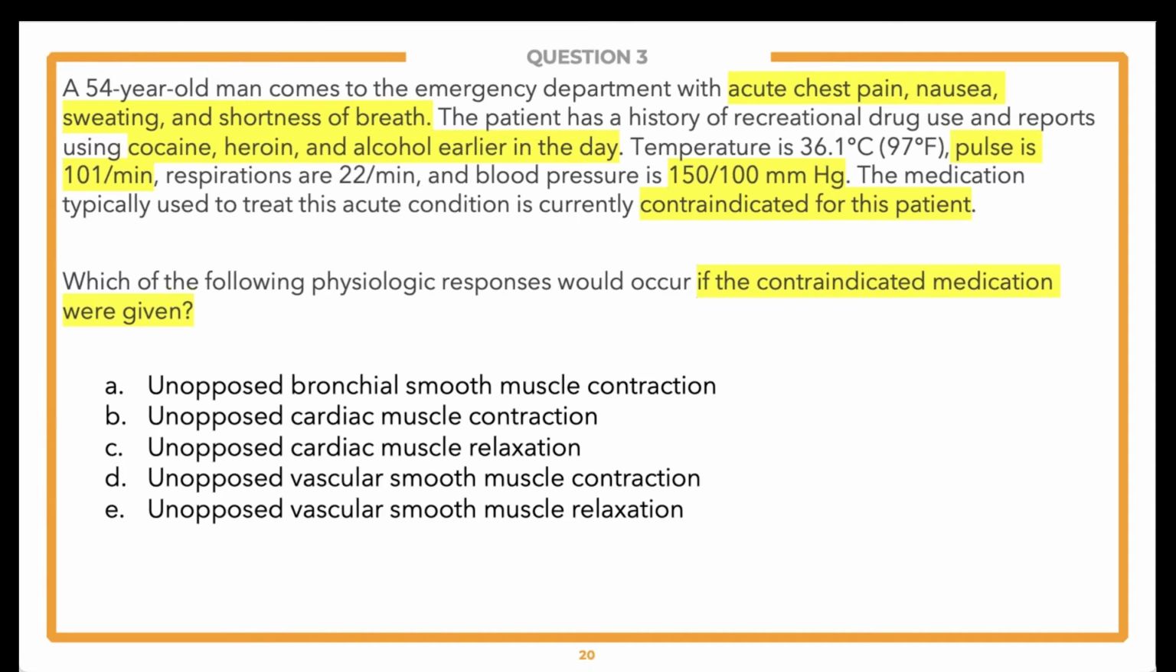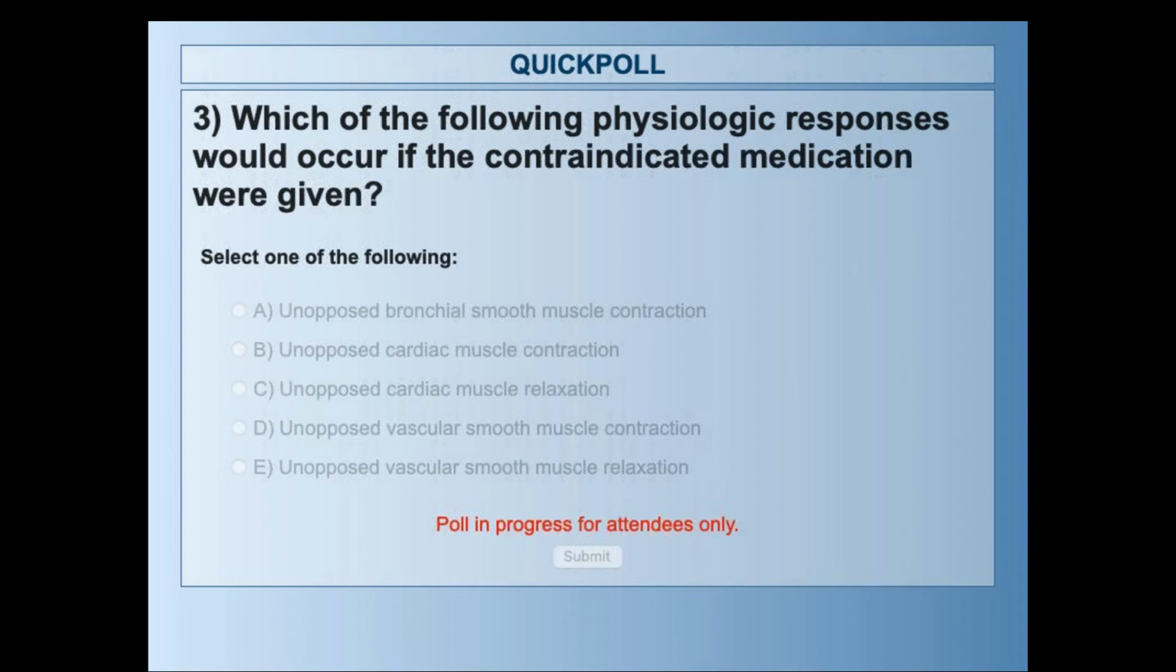Okay, so everybody, you've got your marching orders. I am going to launch the poll. And I want you to tell us which of the following physiologic responses would occur if that contraindicated med were given to this patient. Okay, so what I'm going to do is I'm going to close the poll.